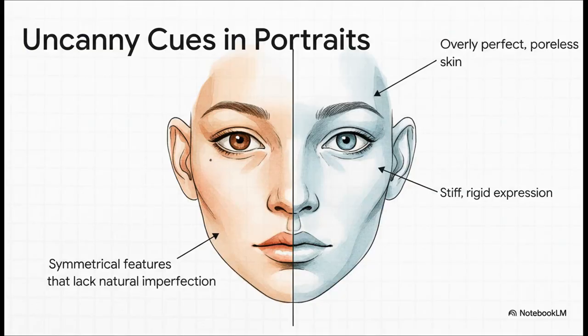So what are these little cues that trigger that feeling? Well, think about skin that's way too perfect, with no pores, no tiny imperfections. Or eyes that are shaped perfectly, but just look dead, vacant. Then there are stiff, rigid, or unnatural facial expressions. And a big one is perfect symmetry. No real human face is perfectly symmetrical, so when you see one that is, it just feels wrong. These are the subtle things that can push a portrait from realistic into unsettling.